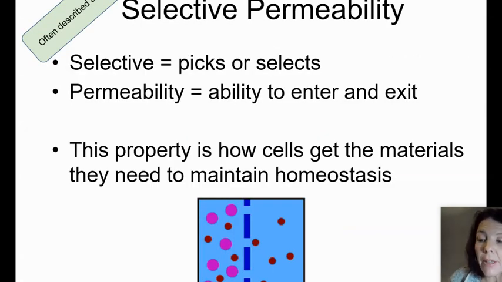We often describe the cell membrane as being selectively permeable. Now, permeability describes the ability for something to move through or enter and exit. So the cell is selective in that only certain things are permitted to move across that cell membrane. It's picky. This property is what allows the cell to maintain homeostasis. As you can see, this selectively permeable membrane only allows some of these smaller particles to cross the membrane while keeping other substances on the outside.